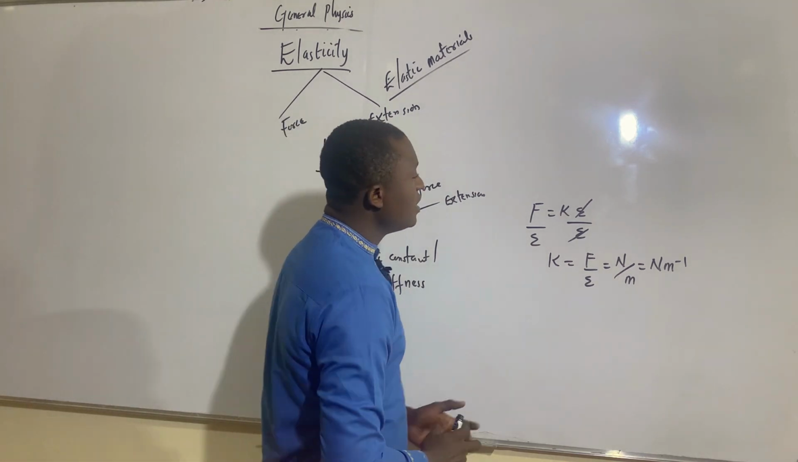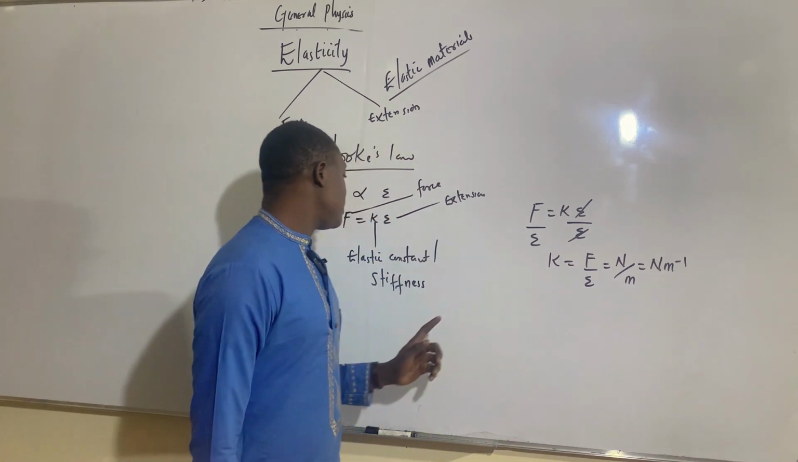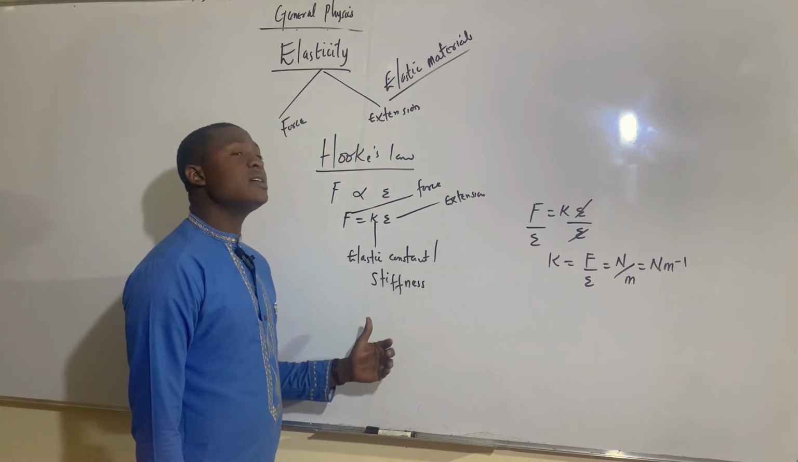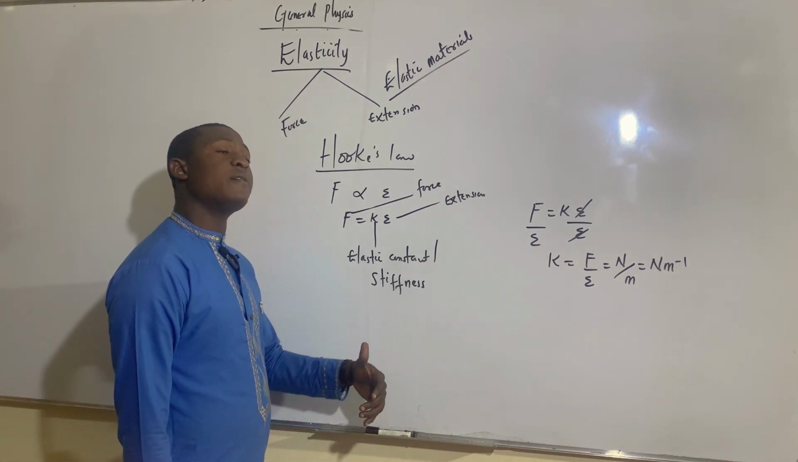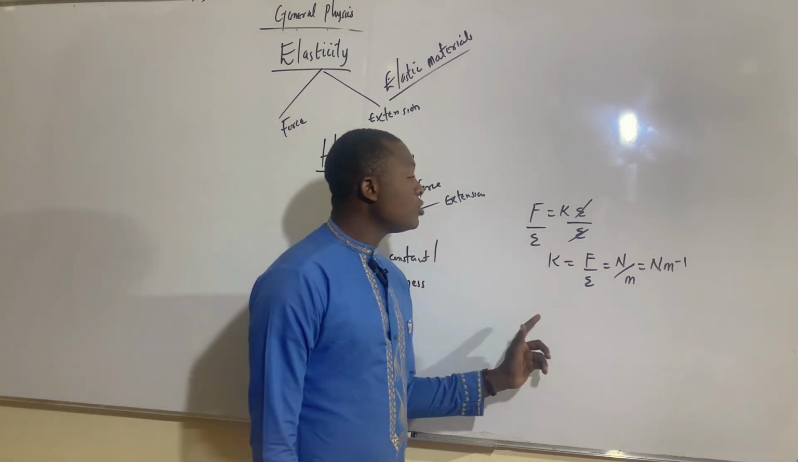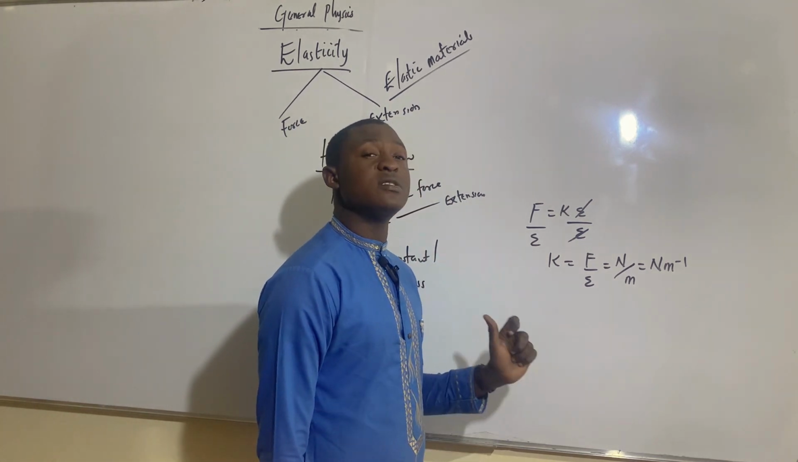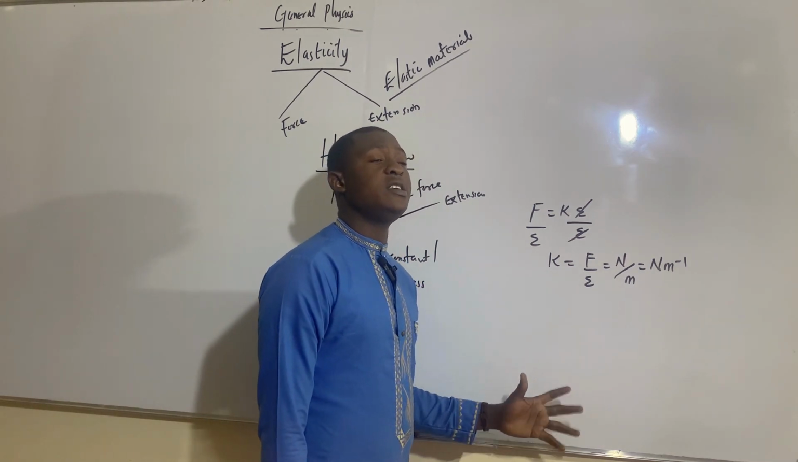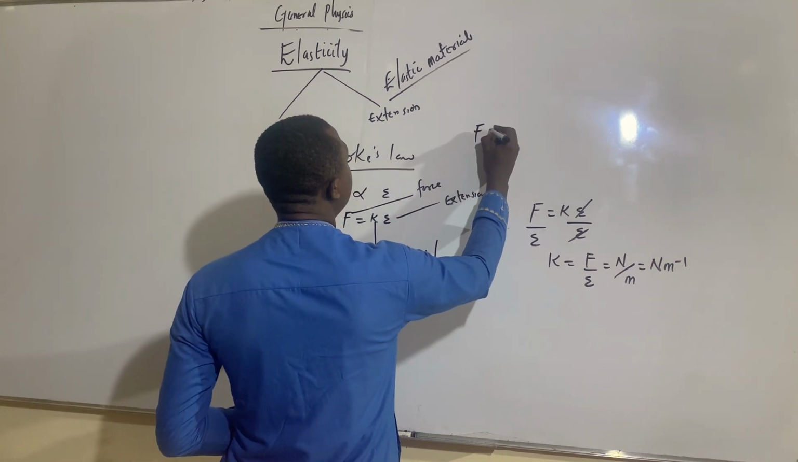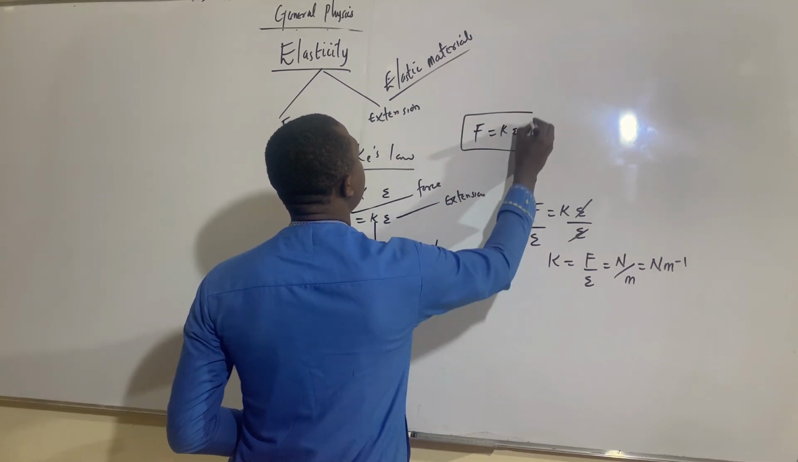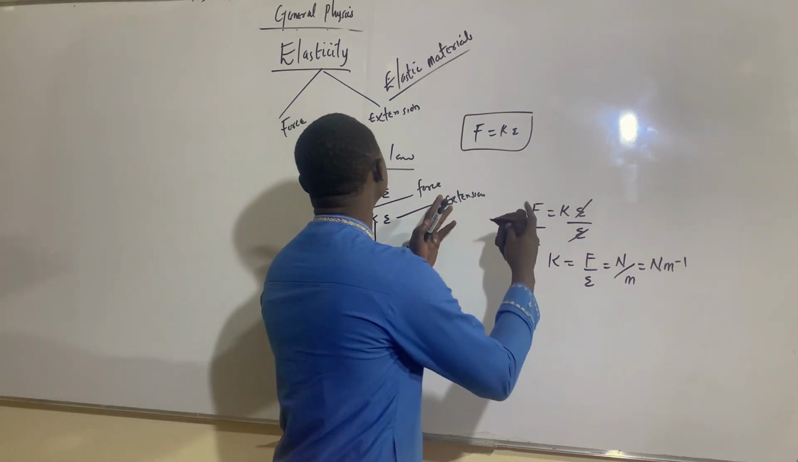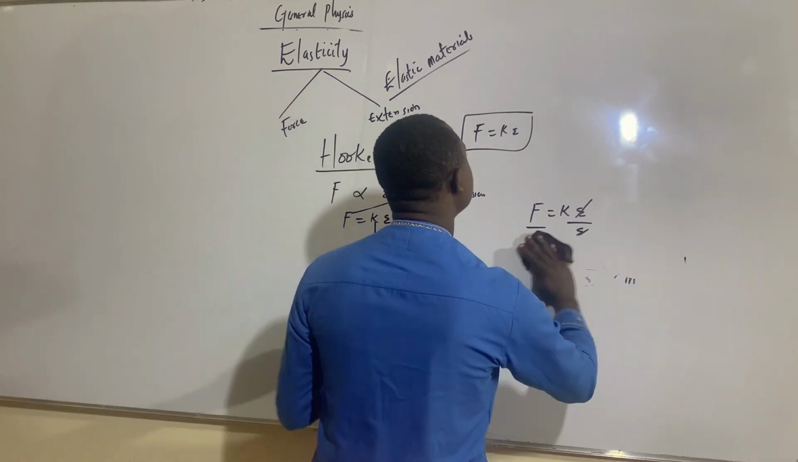But in some situations, maybe when you are solving a problem and you discover that your extension is in centimeters, if you missed the previous video, I've already shown you how to convert quantities from centimeter to meter or from kilometer to meter. Mostly, if you are given the value of your extension in centimeters, you convert it to meters, unless the question doesn't require that. So in general, F is equal to KE, where F is the force, K is the stiffness, and E is the extension. Let's see how we are going to make use of this formula to solve some problems.